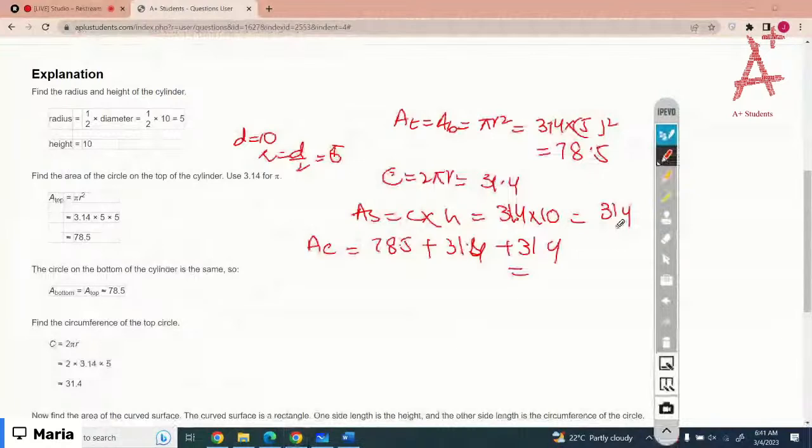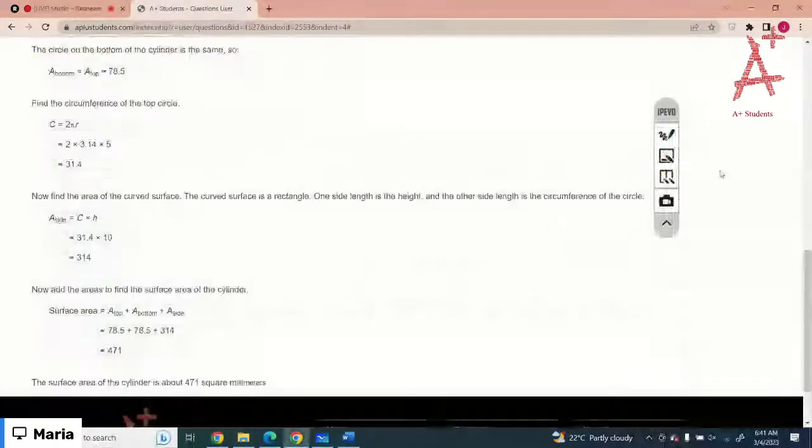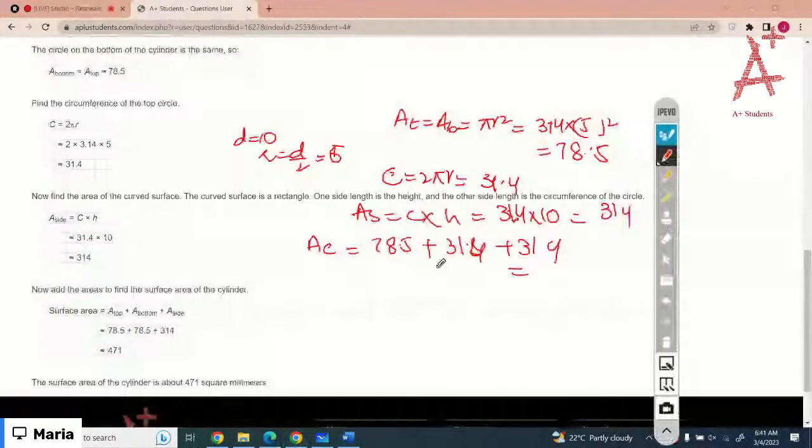78.5. Oh, I forgot to add the area of top and the area of bottom. You have to add this value twice. Got it? 78.5, you have to add it twice. You don't have to add the circumference. Here is the mistake that I have made. You don't have to add this value; you have to add this value twice.